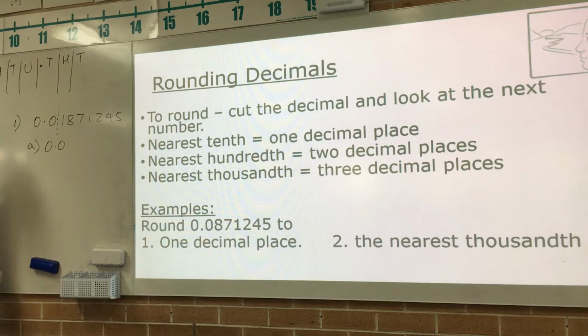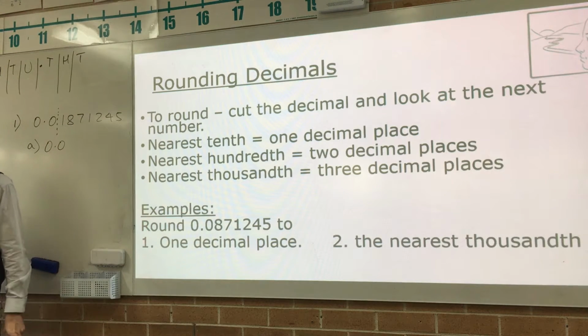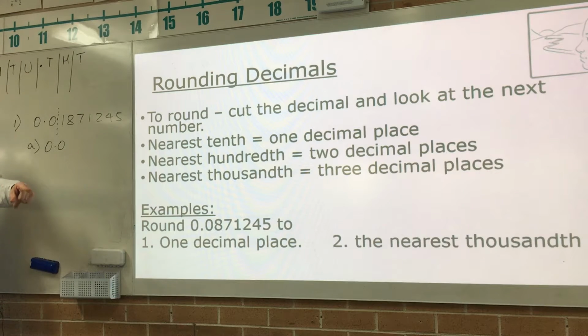So, part A, the answer is 0.0. You can look at that and go, but that's 0. Yep, it is. Well done. But still write it down. If you just put 0 on the page, you probably lose the mark because you've been asked to round it to 1 decimal place.